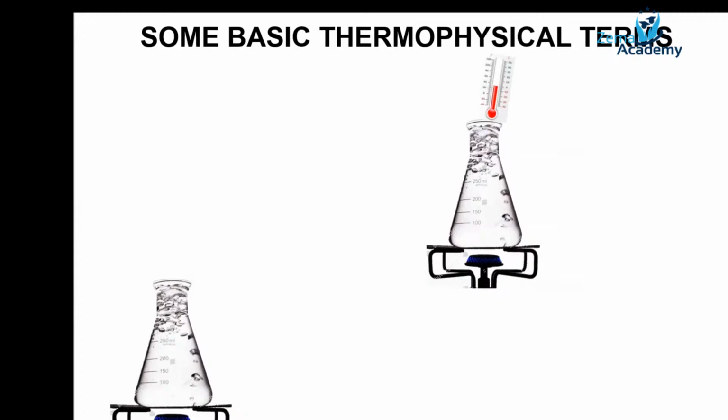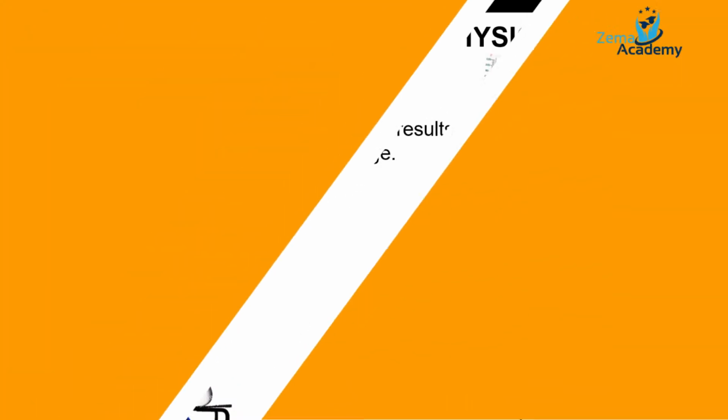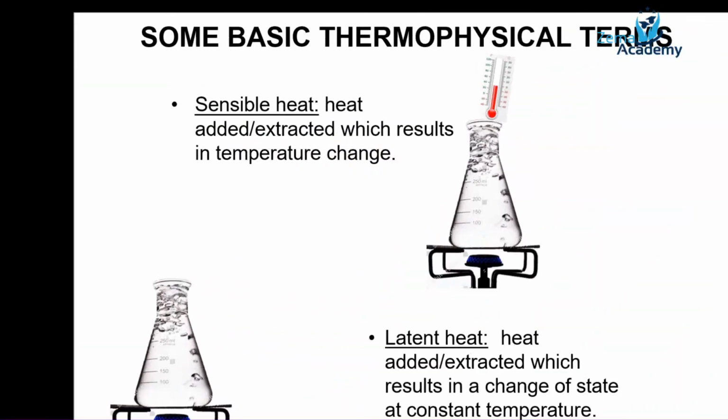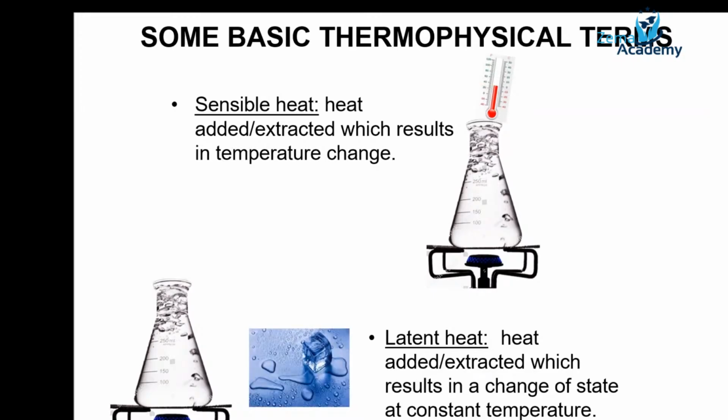I'm going to quickly go through some basic terms that you will come across in the refrigeration industry generally, like sensible heat and latent heat. They both deal with either heat extraction or heat added into a material, but one results in temperature change, only temperature change, and the other one results in state change. Okay, so sensible heat results in temperature change, as opposed to latent heat, which results in state change. And a good example of latent heat is ice melting.